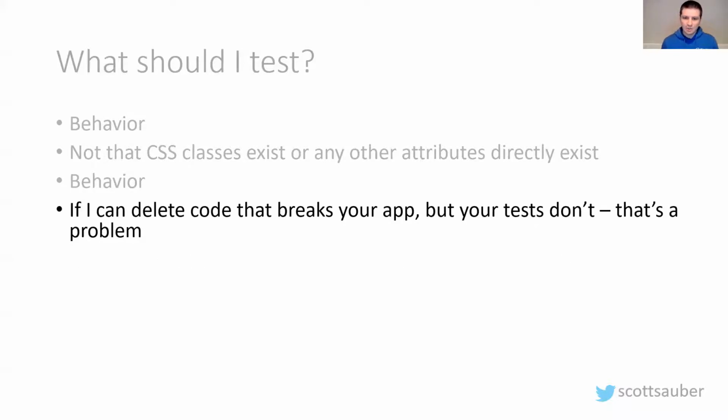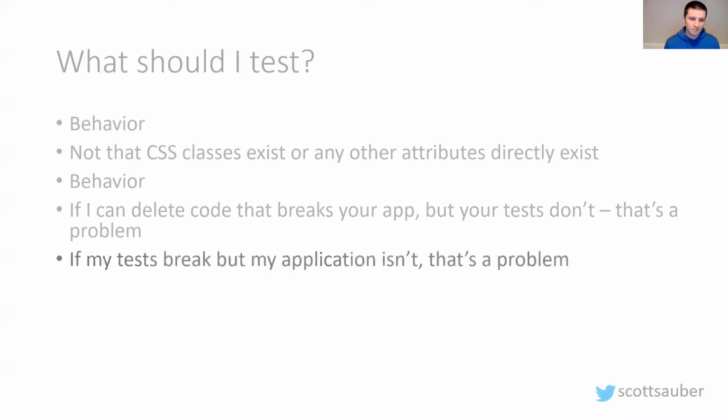So if I can delete code that breaks your application, but your tests don't, that means you're missing a test, right? So there's some tests that you're missing that don't capture the behavior of your application. But for this one, where my tests break, but my application doesn't, that's a sign to me that I'm not really testing the behavior of my application. I'm testing like the structure of my application or something like that, because the only reason why my test should be broken is if my application is broken.